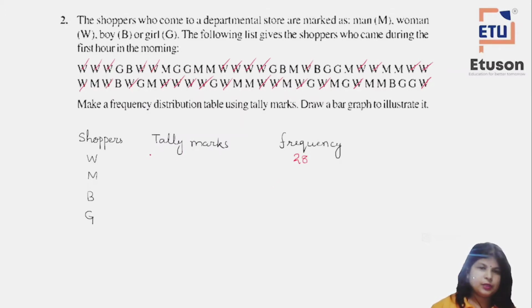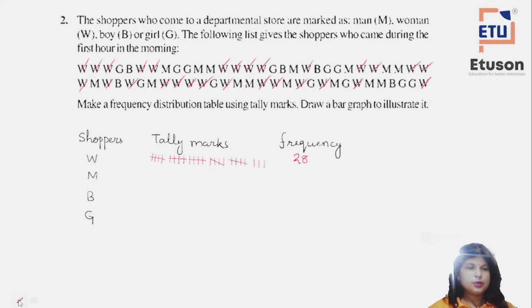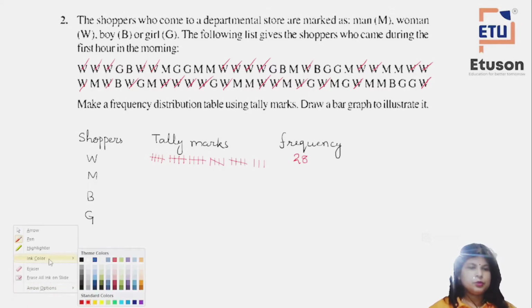So for that, if I do the tally marks, so 1, 2, 3, 4, 5, 6, 7, 8, 9, 10, 11, 12, 13, 14, 15, 16, 17, 18, 19, 20, 21, 22, 23, 24, 25, 26, 27 and 28. Okay. So now let us find out the frequency for the men candidate.